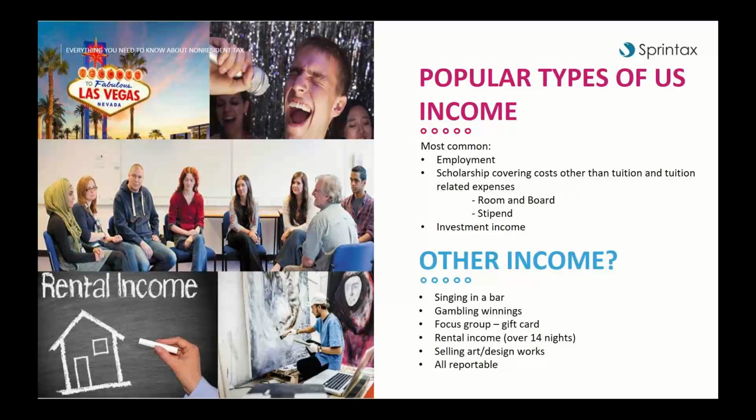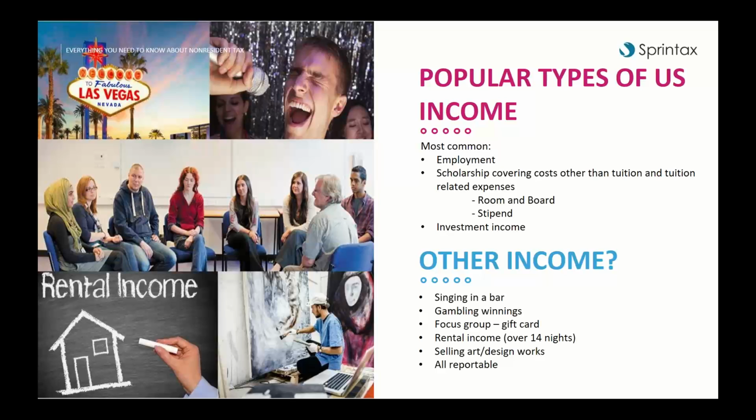But looking at some types of US income that may trigger filing requirements for non-residents in the US. So some of the most common may be employment income, so wages or compensation, for example. You may have received a taxable scholarship covering expenses such as room and board or a stipend or travel, for example. Or you may have received investment income. You may have invested in stocks and made a gain, for example. And generally all of that income would be deemed taxable and reportable on your tax return.